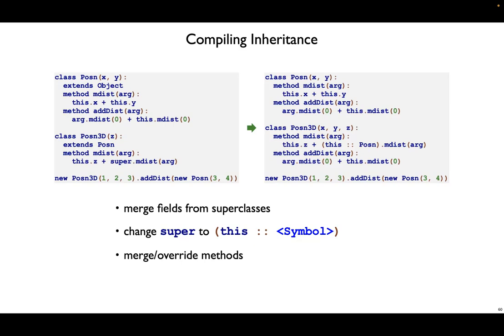Notice that this translation has to be a compiler. We could not do this as a desugaring step in the parser. And that's because we need to know about potentially all the classes in the program to understand how to translate the next class that we encounter. For example, we can't translate Posin3D just as a local parser desugaring because we need to know about what are the methods and what are the fields up here inside Posin.